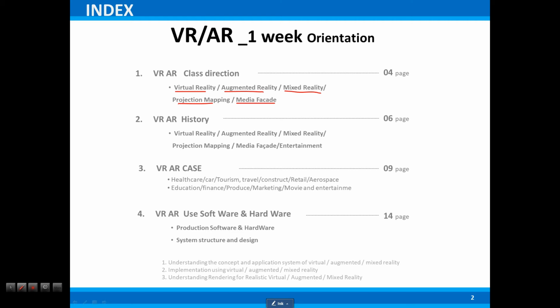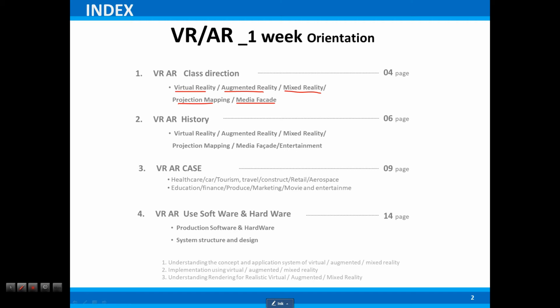And finally, let's look at how to use software and hardware to create VRR, and how to implement the system design. It is a big direction for the semester classes, and please prepare for presentation by selecting one of VRR and projection mapping and media facade. I will briefly explain the direction of our class.